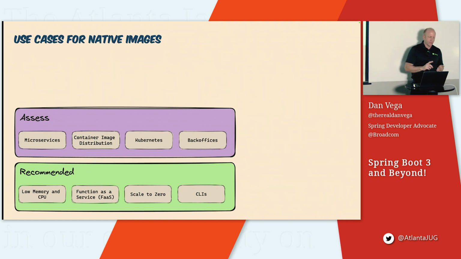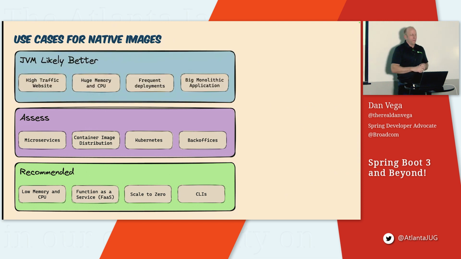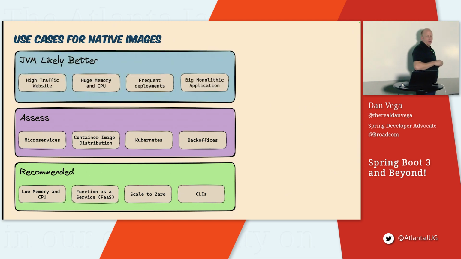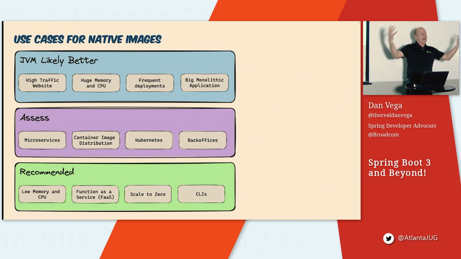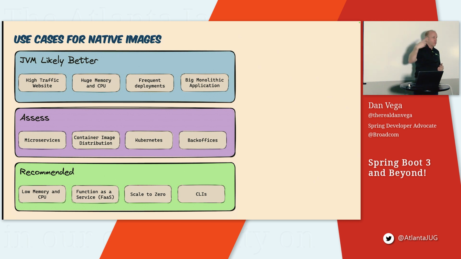Things like microservices, containers, maybe a back office application that doesn't get a lot of throughput, maybe that's not a good use case. Where the JVM is likely better, and there are definitely cases where they are, is something like a high traffic website, right? Where you have large amounts of CPU and memory. If you're doing frequent deployments, because again, I said there is a trade-off with AOT, right? There is an extra build step there.